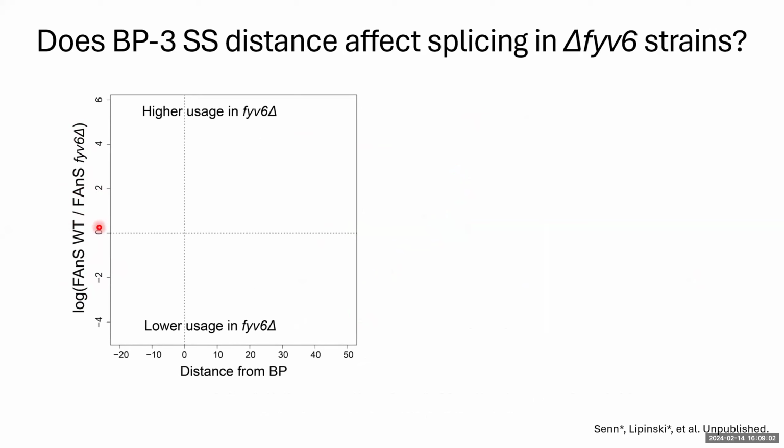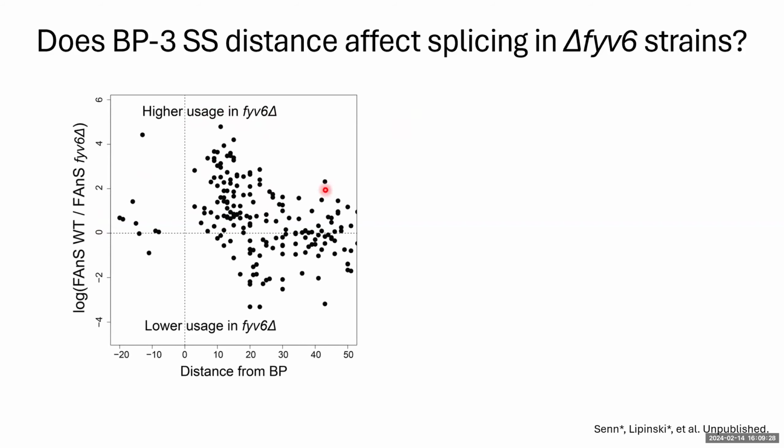And additionally, on the x-axis, we have calculated the distance from the canonical branch site for each of our alternative splice sites that are activated in our FYV6 deletion strain. And since the sus1 has a splice site that's much closer to the branch point, we were expecting to see a cluster of data here where the distances are much closer to the branch point. And that's exactly what we see: a cluster of alternative splice sites that are more preferentially used in our FYV6 deletion from about 7 to 20 nucleotides.